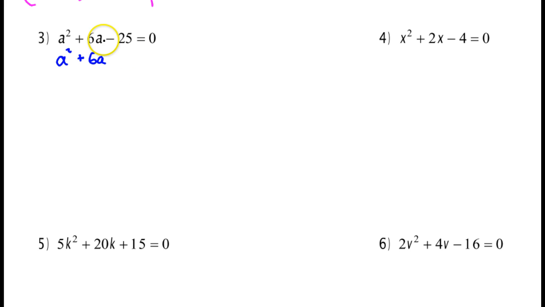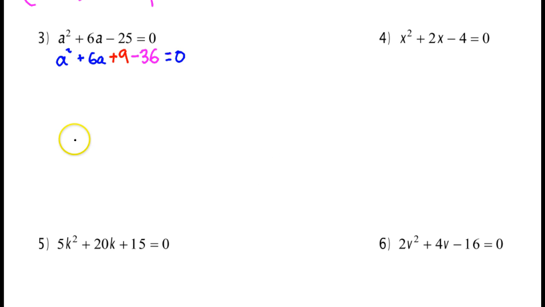What do I need to complete this? Half of 6 is 3. 3 squared is 9. Okay. And then 9 minus what is -25? 9 minus 36 is -25. You can also do -25 minus 9, which is -36. Okay, and that's just equal to 0. Whenever you see equal to 0, that means you're solving for your x-intercepts.